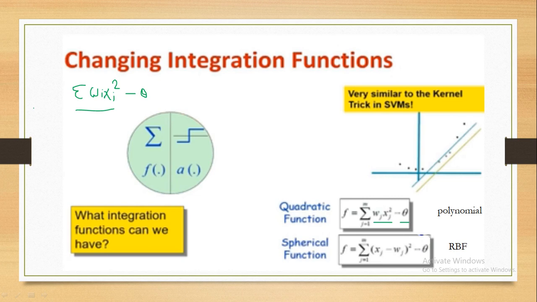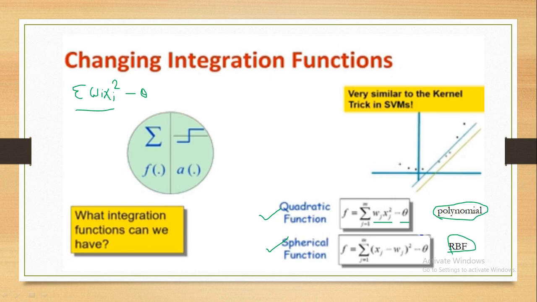So there are two things. If we don't get the perfect output, we can do one thing. Either we change the integration function, so that's the first thing. We can use a quadratic function, or even a spherical function. You can say that is nothing but an RBF type of thing in SVM. This is nothing but the polynomial of SVM, equivalent to the polynomial of SVM.